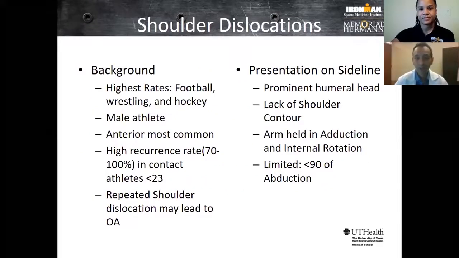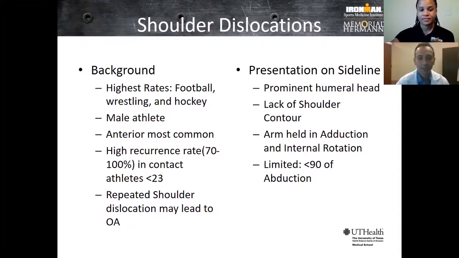First thing we'll be talking about is shoulder dislocations. Probably one of the most common injuries you'll see in the athlete. The highest rates are in football, wrestling, and hockey. It mostly has a male predominance, and the anterior dislocation is the most common. In younger patients, you will see this happen many times. It usually has a high recurrence rate of almost 70 to 100% in some studies. The repeated shoulder dislocation long-term can lead to osteoarthritis, so this is something you want to get a good handle on as soon as it occurs.